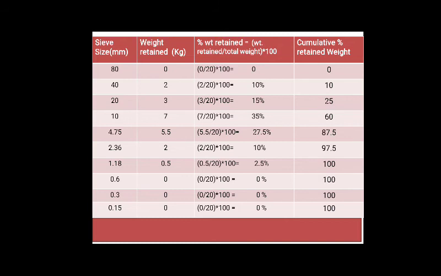It means 0.6 mm will have a cumulative weight of 100, but it doesn't have a percent weight retained, but it will have a cumulative weight retained of 100. 0.3 will also have 100 and 0.15 will also have 100. And now we have to sum this total cumulative weight.